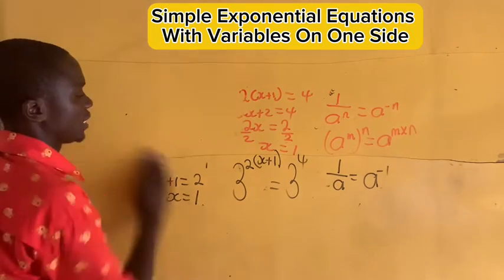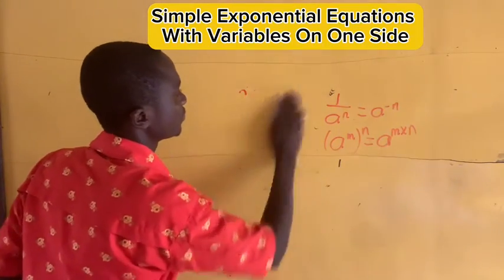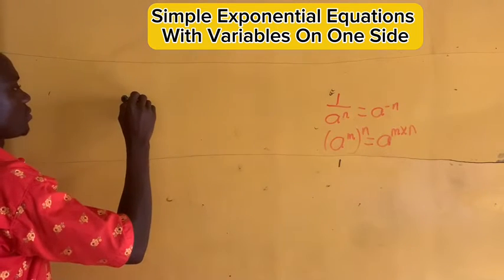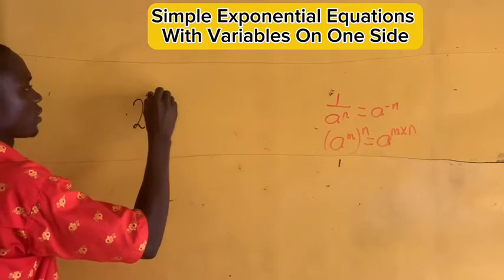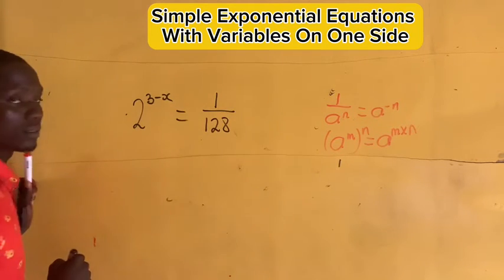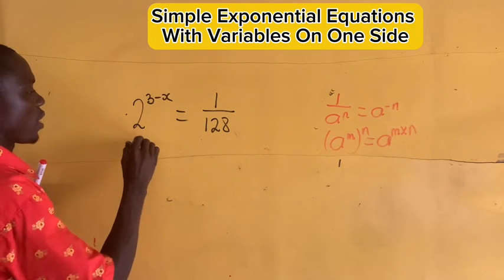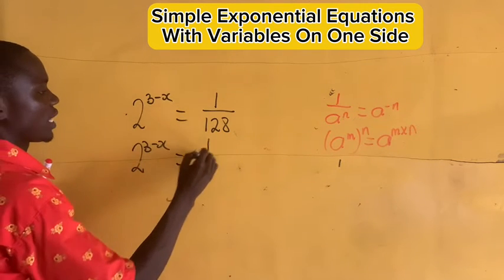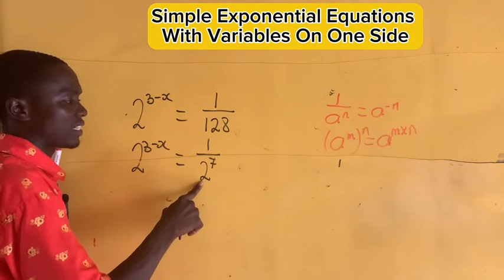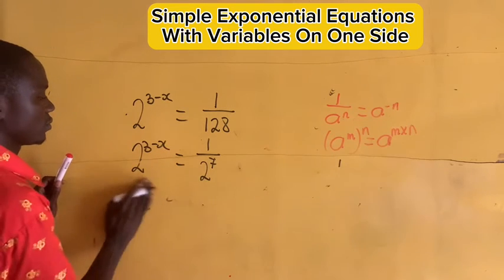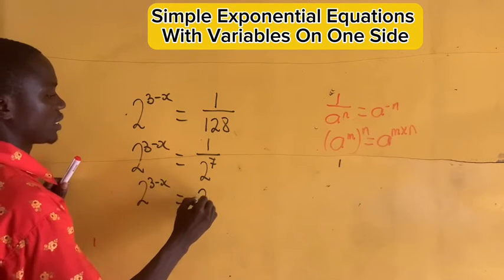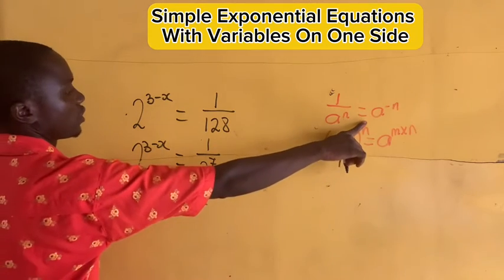Now, let's see this one. What about this? I have 2 exponent 3 minus x is equal to 1 divided by 128. We have 2 power 3 minus x equals 1 divided by 128, which is 2 exponent 7, that is 2 multiplied by itself 7 times. So I have 2 exponent 3 minus x equals 2 exponent negative 7 from this law.